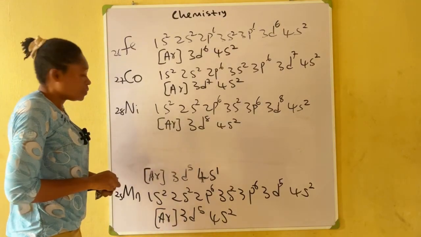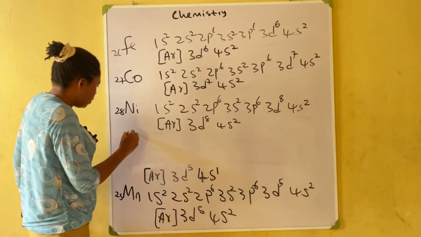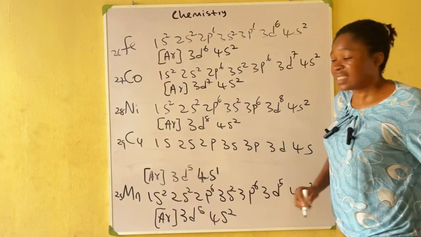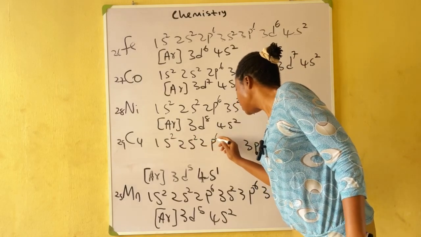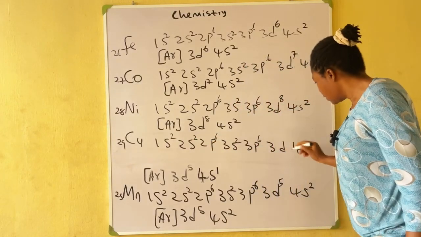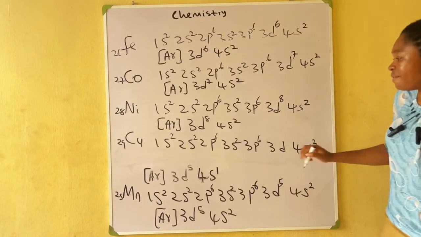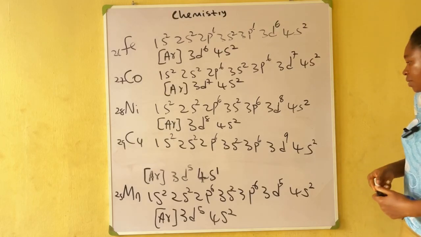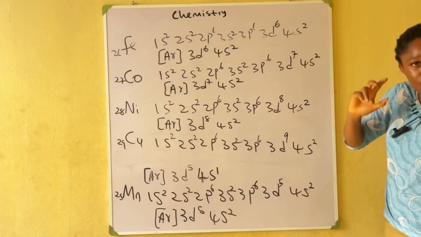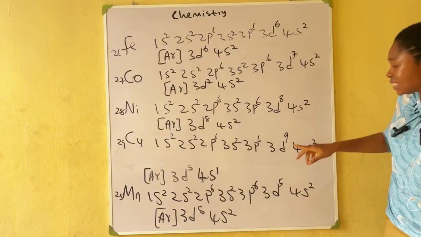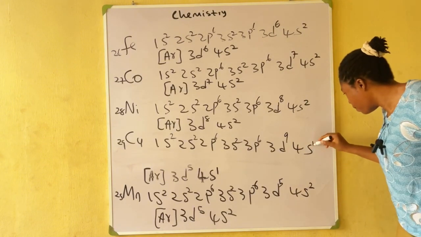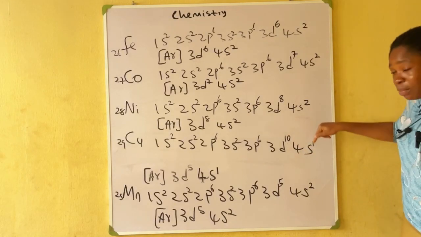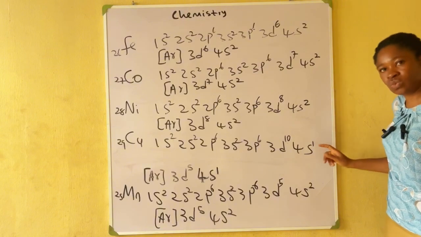So the next transition element is copper. Copper is 29. If I assign 2 on 4s, 2, 6, 2, 6, that makes it 20. So this one will remain 9. Look at this case: this one just needs 1 to attain stability. So in that case, I will assign 4s 1 and give 3d 10. This is more stable than 3d9 4s2.